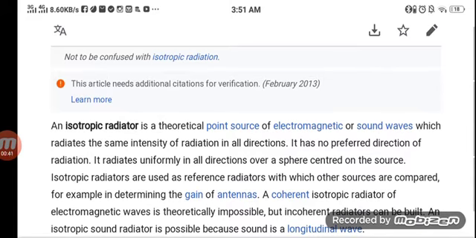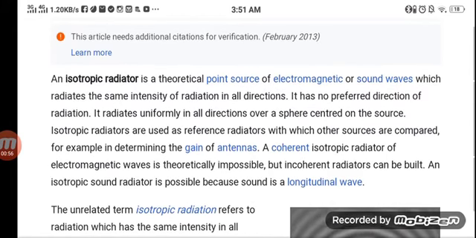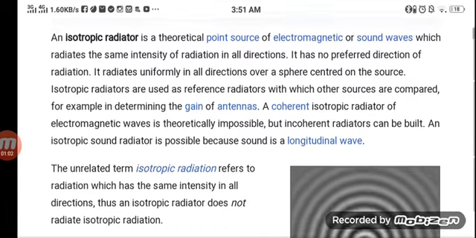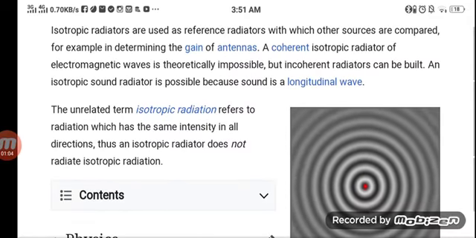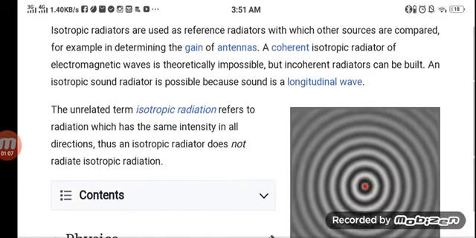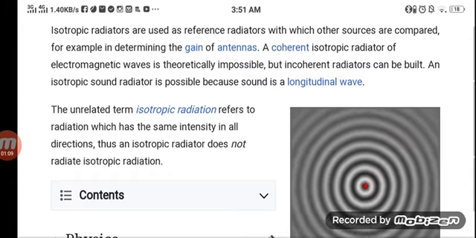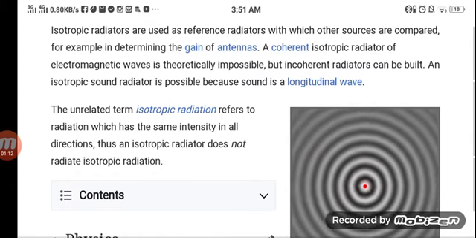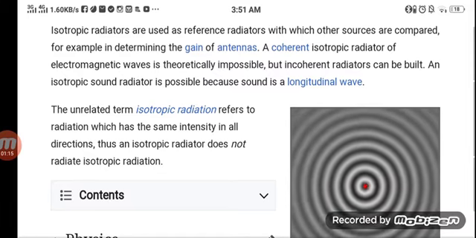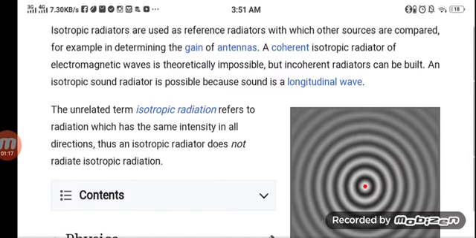For example, in determining the gain of antennas. A coherent isotropic radiator of electromagnetic waves is theoretically impossible, but incoherent radiators can be built. An isotropic sound radiator is possible because sound is a longitudinal wave. The related term isotropic refers to radiation which has the same intensity in all directions. Thus, an isotropic radiator does not radiate isotropic radiation.